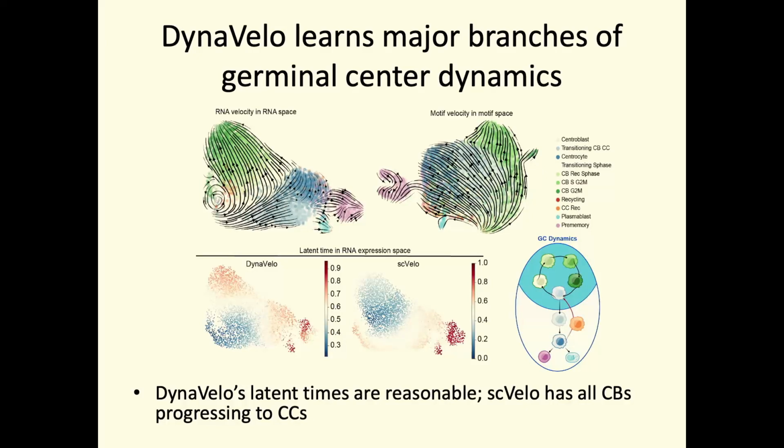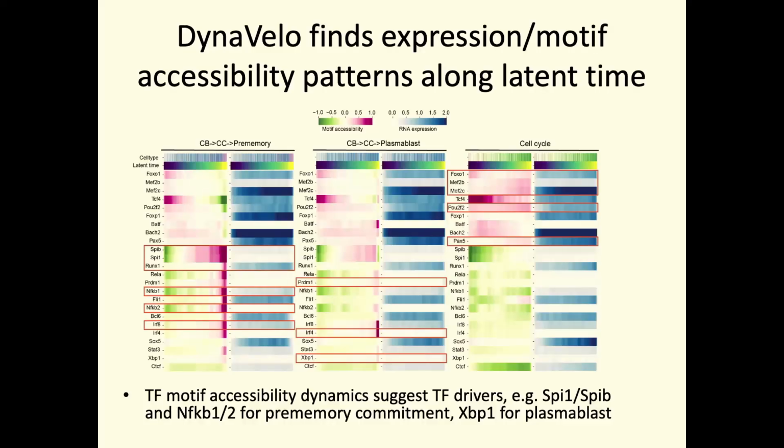So this basic bifurcation we're learning, which looks good. This is the latent time, so start here and go here and here. I think scVelo is here learning the wrong thing, okay? Because it looks like everything is exiting, right? So it's not learning this bifurcation. Okay, again, quickly, since I know we're running out of time.